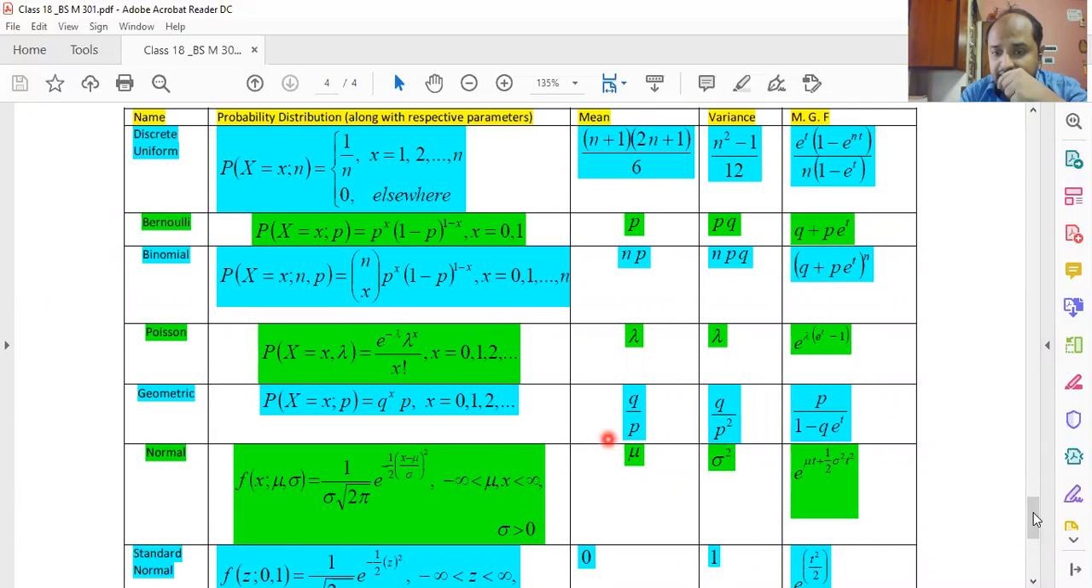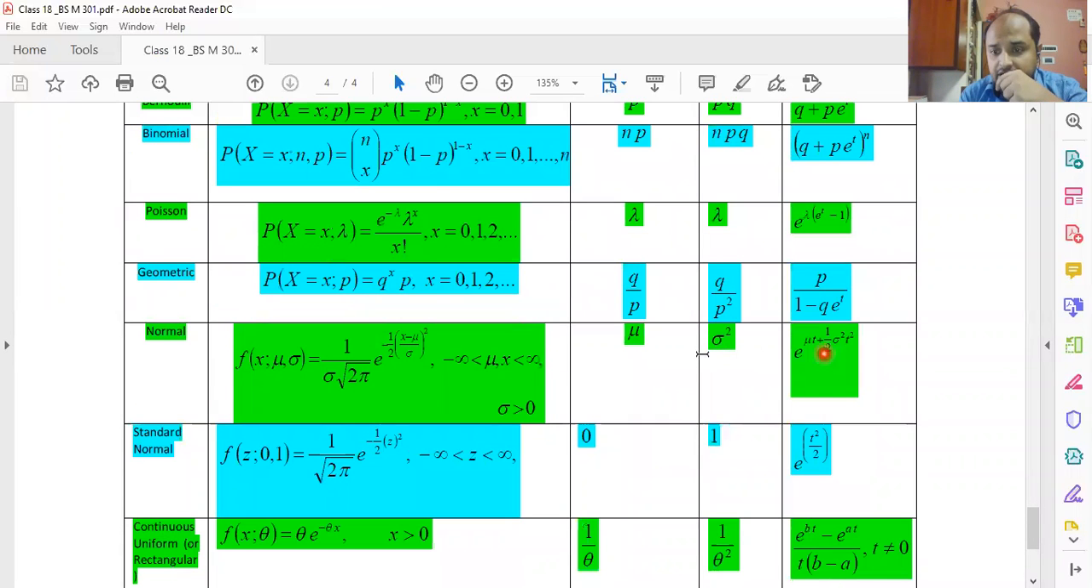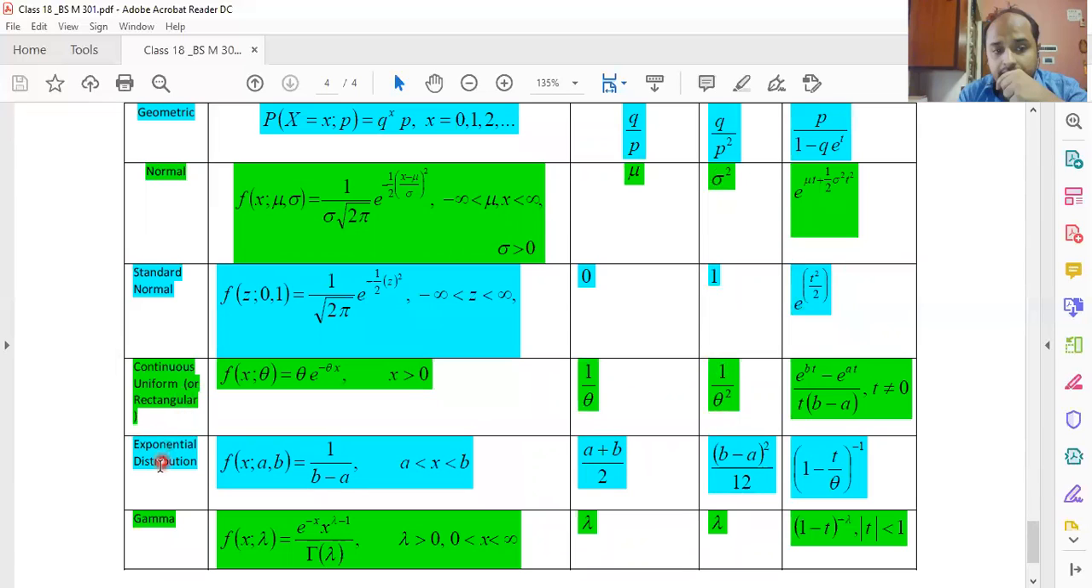Just now I have shown you what will be the moment generating function for normal distribution and the mean and variance, and what will be the moment generating function for the standard normal distribution and the corresponding mean and variance. These two are continuous uniform or rectangular distribution and exponential distribution. I have already shown you what will be the moment generating function.